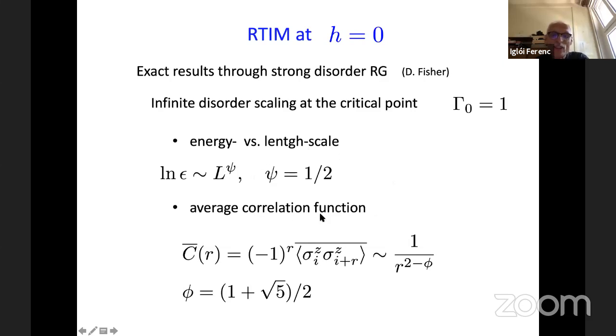And the average correlation function is defined between two spins at a distance of r, where this bracket shows the average over the ground state configuration. It's a quantum average, as this overbar shows the disorder average. We actually have a power law decay with an exponent which is related to the golden mean ratio. This is also an exact result.